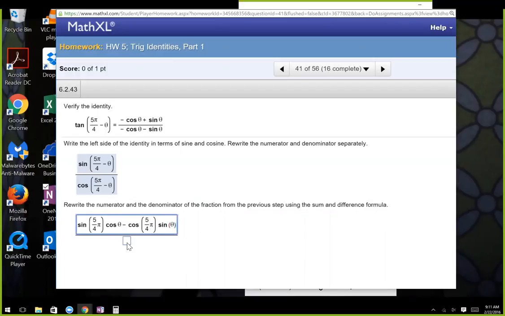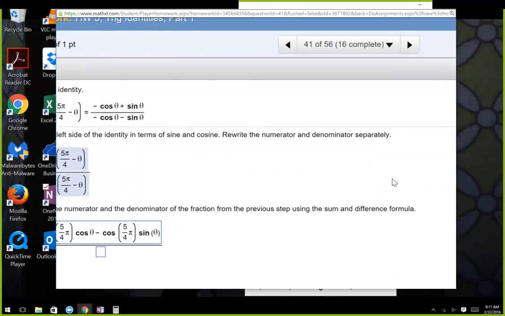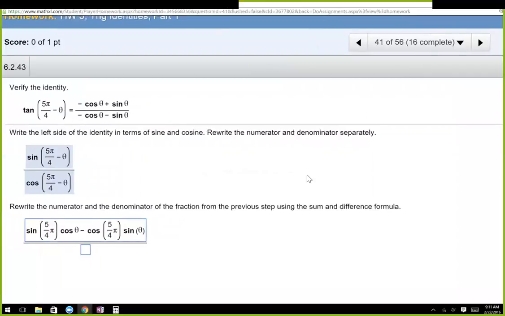So that's the top. That says 5 pi over 4 theta. Yes. Can you not read it? Make it a little bigger. Is that easier? Okay.